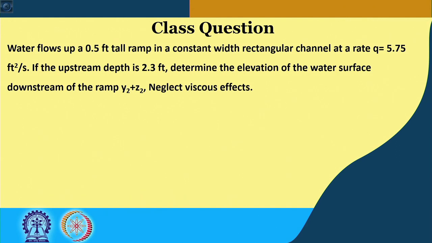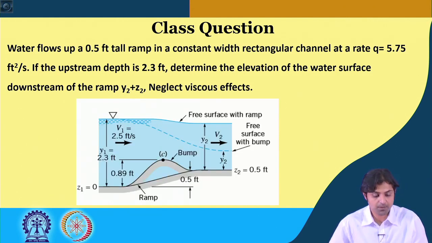And we are going to start this lecture by solving the question which we just showed you in the last lecture. The question is, water flows up a 0.5 feet tall ramp. This question has been taken from Munson, Young and Okiishi, but I would like to discuss it because it gives a better understanding of the specific energy and all the concepts that you have read until now.